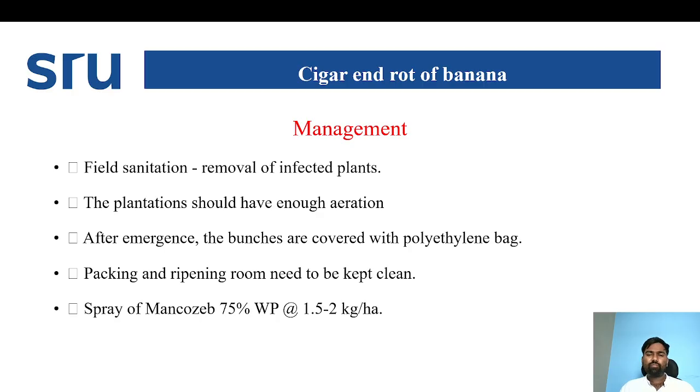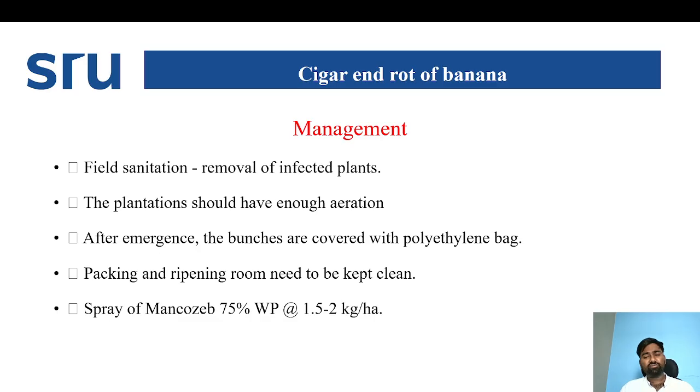Let's see the important management practices for cigar end rot of banana. Field sanitation is very important. Removal of infected plant parts. Then the plantation should have enough aeration, so going for optimum spacing is very important. Usually banana is cultivated with a spacing of 6 by 6 feet, 7 by 7, 8 by 8, 9 by 9. 6 by 6 is a very high density planting. Better to go for 6 by 8 or 6 by 7 spacing.